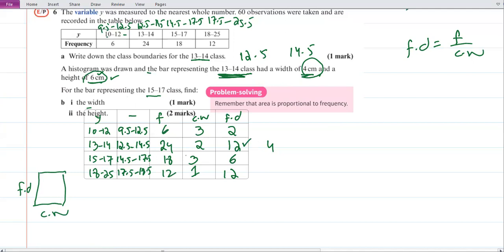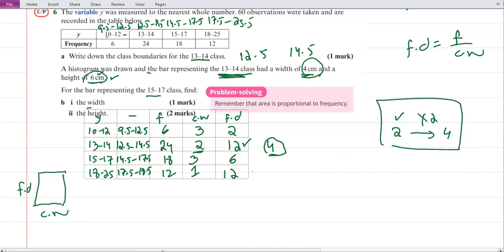Because the original width for this one is 2, but the actual one is 4. It means from 2 we are getting 4. How are we getting it? The original one we will multiply by 2. Okay, this result you have to keep in mind. In the same way, the original frequency density is 12. From 12 it is becoming 6. It means we are getting from 12 to 6 by dividing by 2. This is how we are getting it.